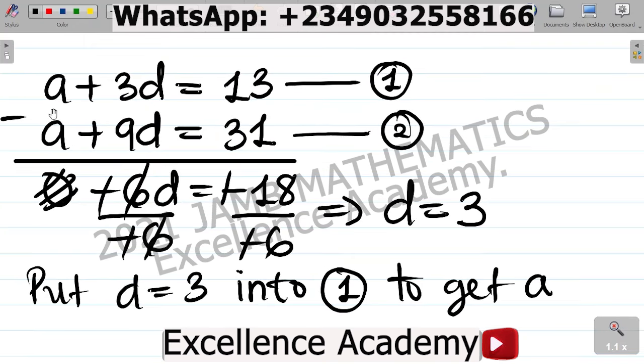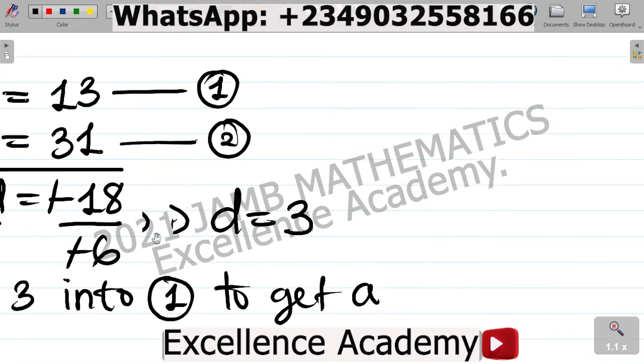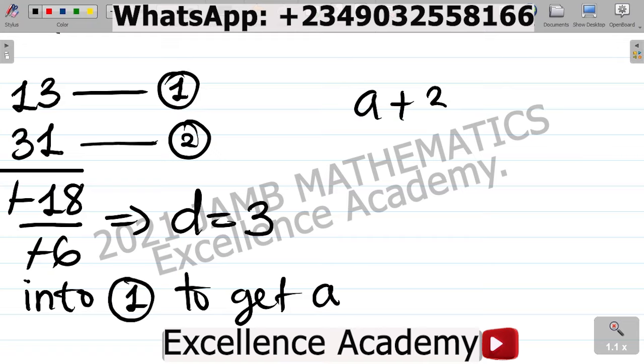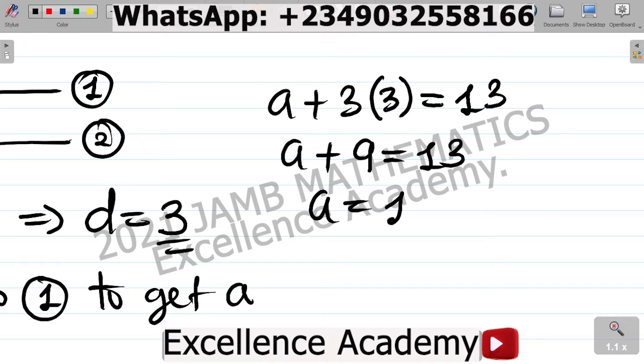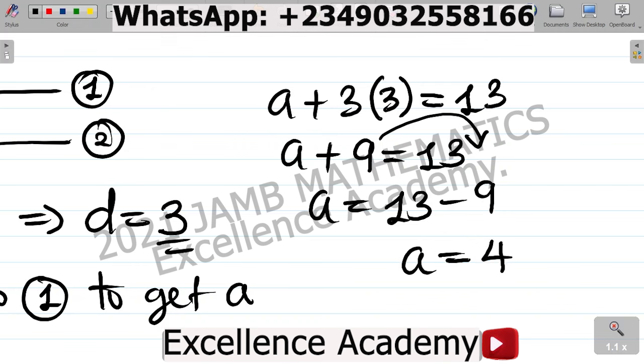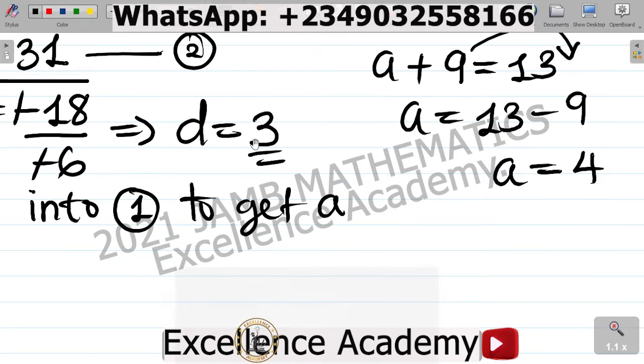And how does that work? So from equation 1, we have a plus 3d. That becomes a plus 3 times, what's d? The value of d is 3. So a plus 3 times 3. This is equal to, for equation 1, they said is equal to 13. So we have this as 13. From this, we have a plus 3 times 3 is 9. It's equal to 13. So a is equal to 13, 9 comes over here, becomes minus 9. So a is equal to 13 minus 9. That gives you 4. All right, so a is 4, d is 3.